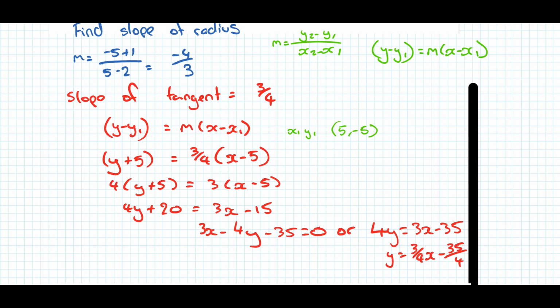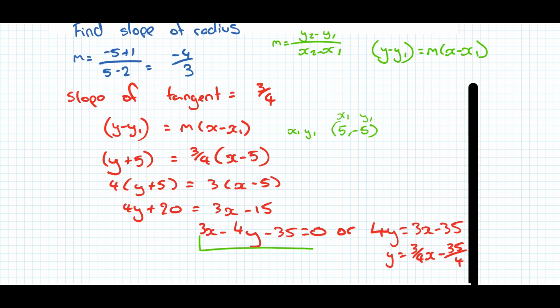We're subbing it into y minus y1 is equal to m times x minus x1. So it's y plus 5. Why is it plus 5? Because it's minus minus 5, which would be plus 5. Then 3 over 4, x minus 5, because this is the x1, y1. Multiply both sides by 4. This is what's getting to here. And then multiply out the brackets and rearrange.